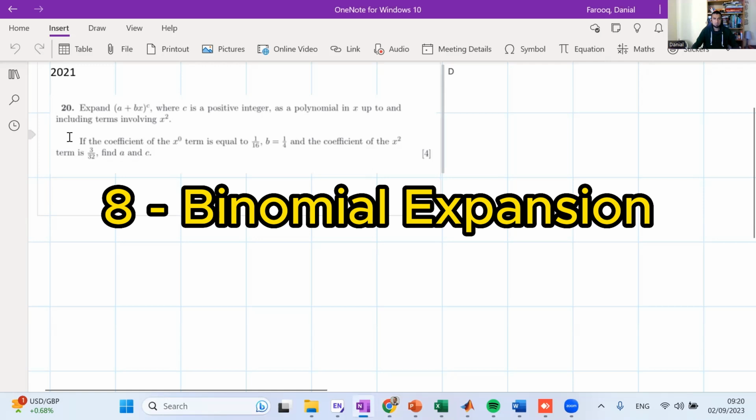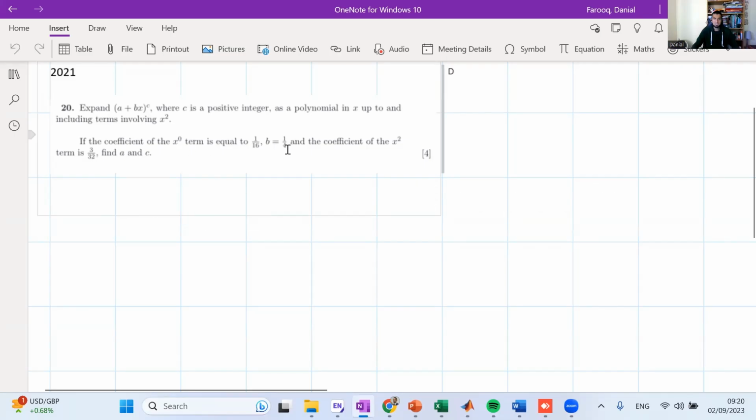Today we're looking at binomial expansion. Expand (a + bx)^c, where c is a positive integer, as a polynomial in x up to and including terms involving x squared. If the coefficient of the x to the power of 0 term is equal to 1/16, b equals 1/4, and the coefficient of the x squared term is 3/32, find a and c.